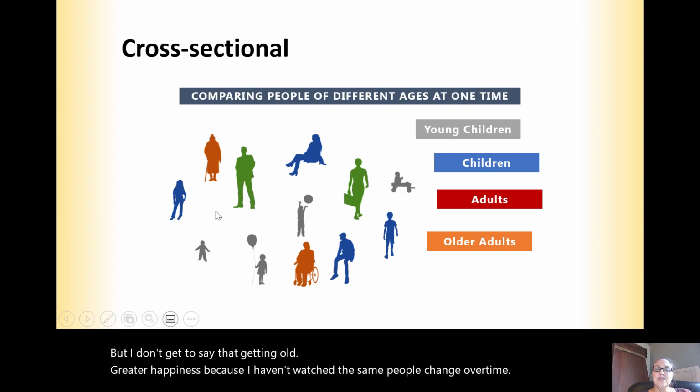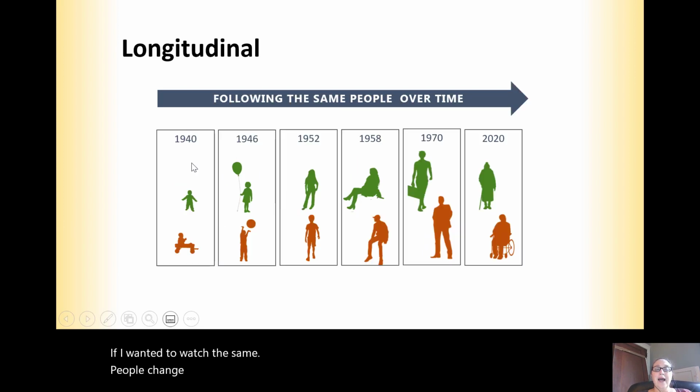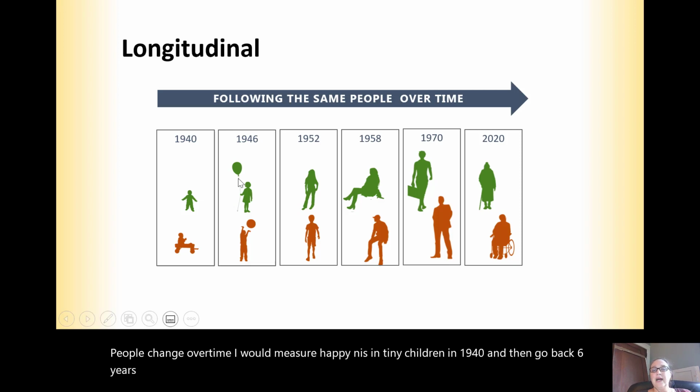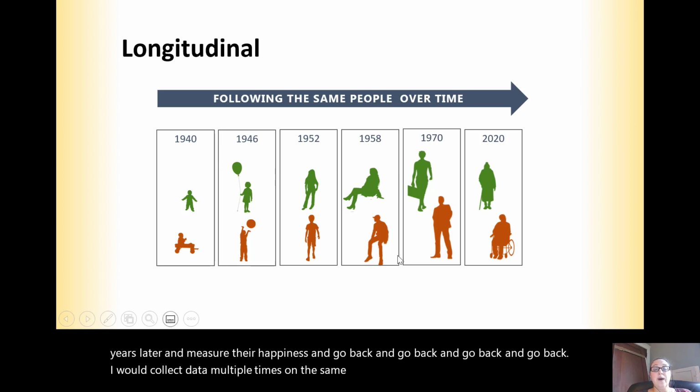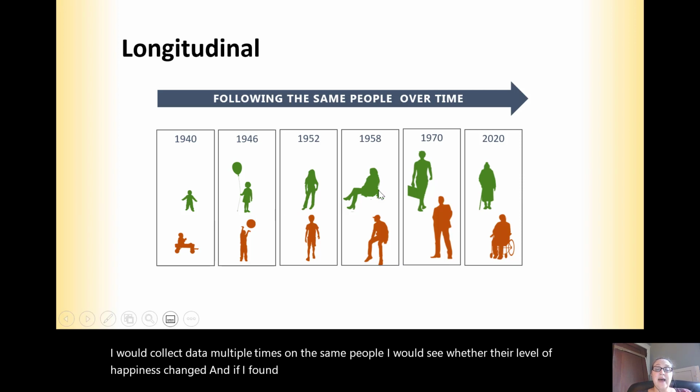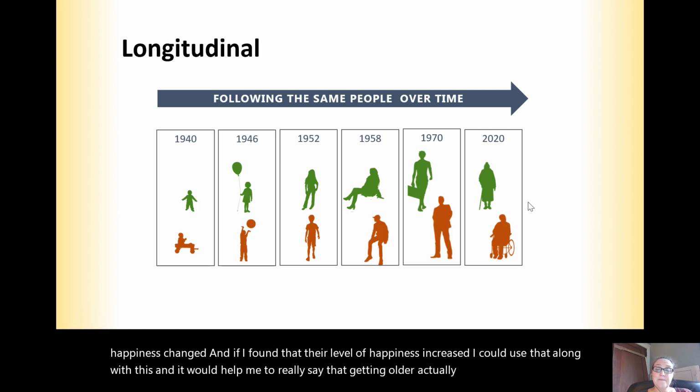If I wanted to watch the same people change over time, I would measure happiness in tiny children in 1940 and then go back 6 years later and measure their happiness, and go back and go back and go back. I would collect data multiple times on the same people, and I would see whether their level of happiness changed. And if I found that their level of happiness increased, I could use that along with this, and it would help me to really say that getting older actually increases happiness.